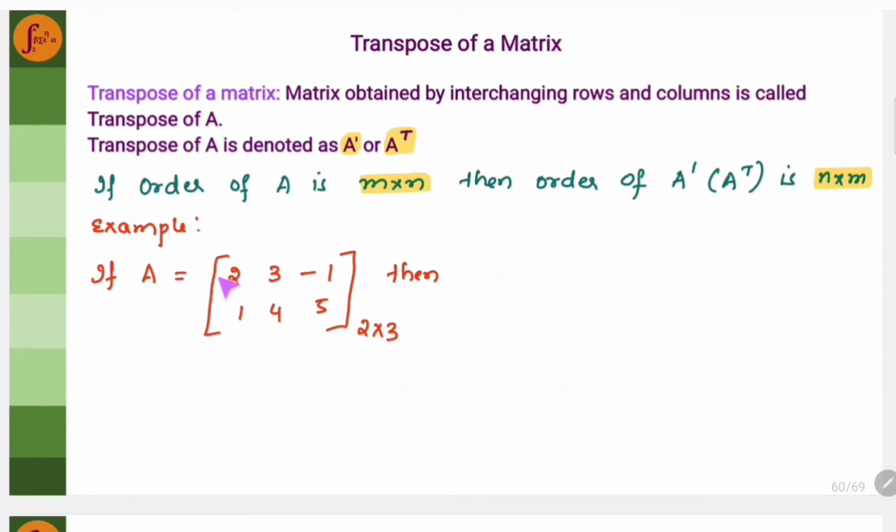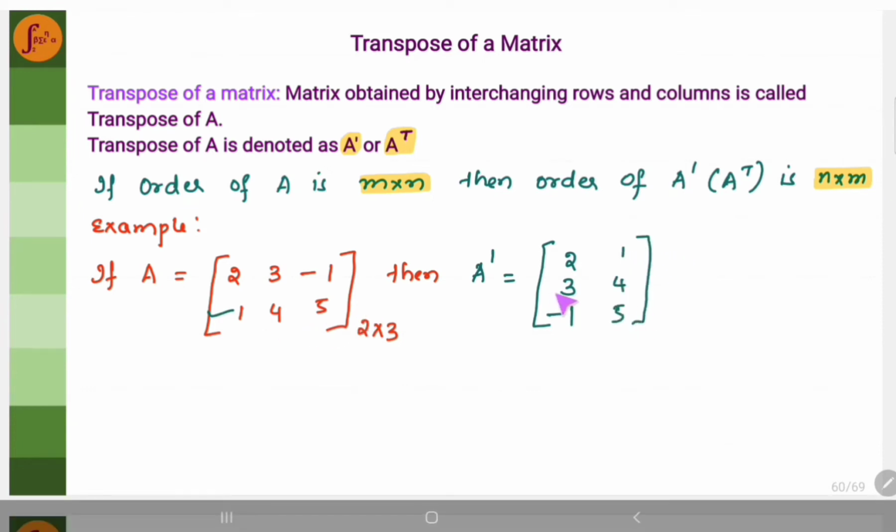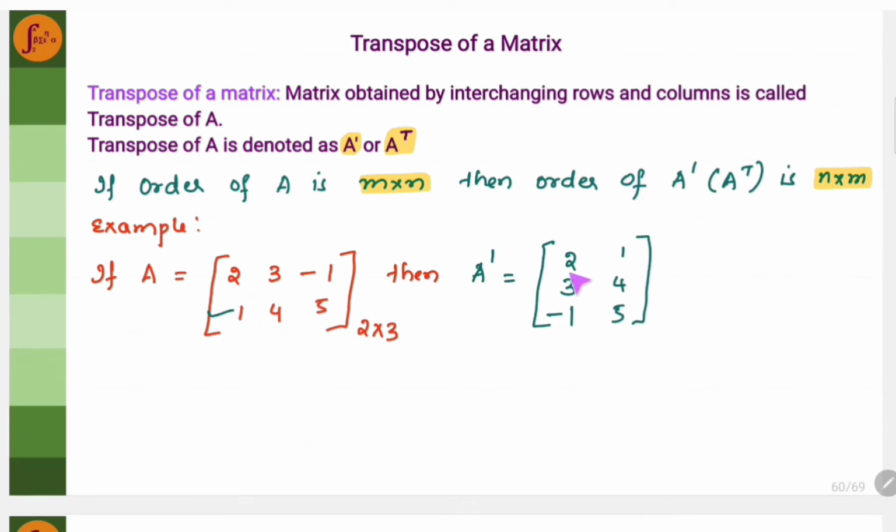If A is equal to, say, this matrix, then you interchange the rows. The rows will become columns and columns will become rows. That is, let's interchange. We have one row here. The first row is 2, 3, minus 1. We will make it a column: 2, 3, minus 1. Then we have the second row, which is 1, 4, 5. We'll write it as a column: 1, 4, 5. So when we interchange the rows into columns, it becomes the transpose of the matrix. You can write either A dash or A to the power T.